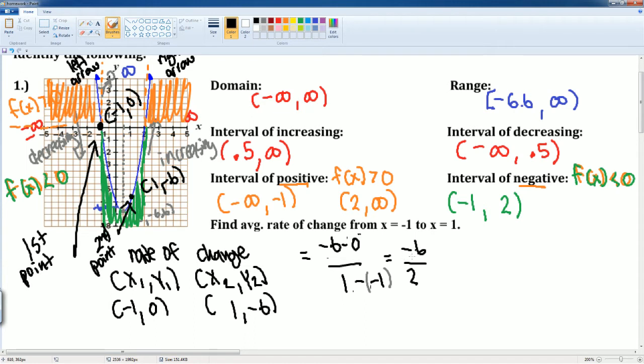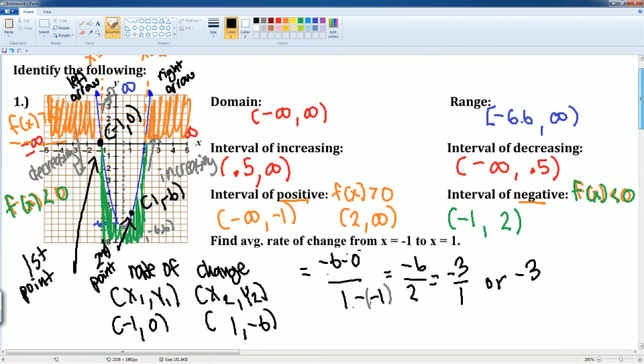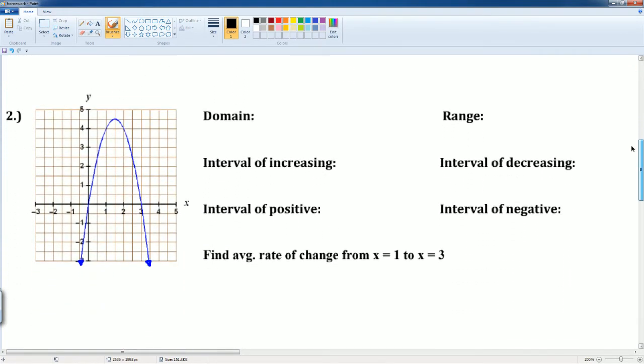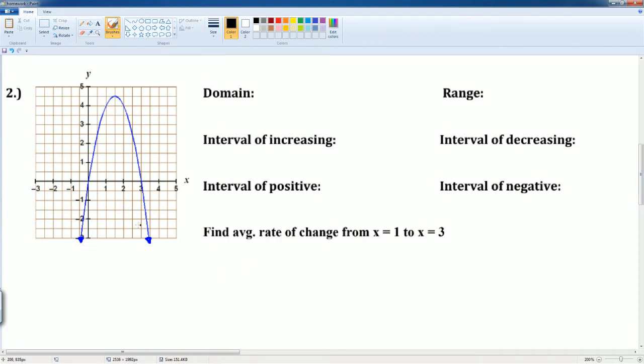So it becomes -6 divided by 2. That is the same thing as -3 over 1. Or you can just write it as just -3. Okay, that is that rate of change from the first point to the second point. Okay, so the same thing that we're going to do with number 2. I'm going to walk you through it because now the quadratic is flipped.